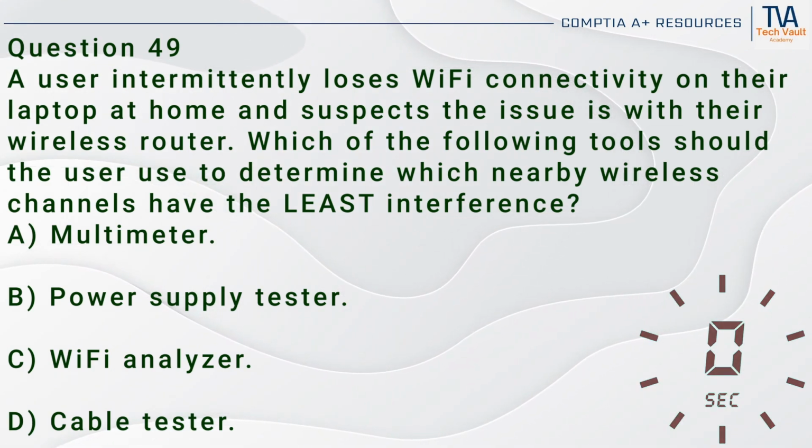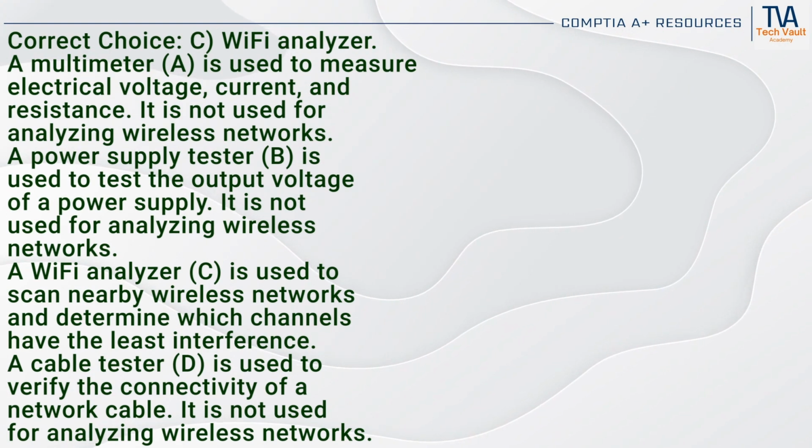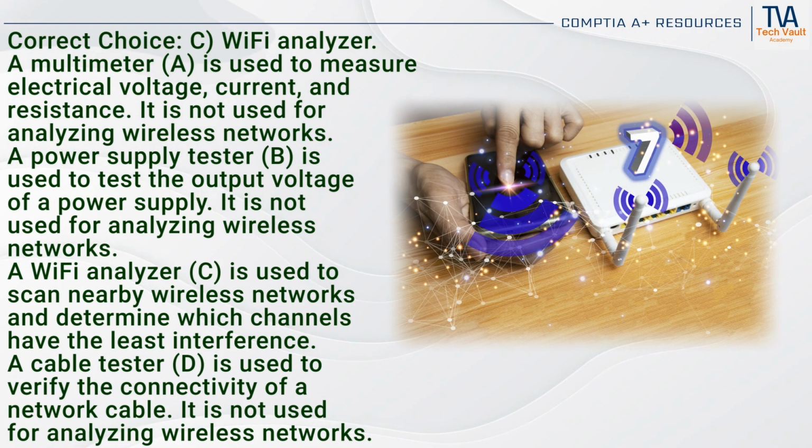Correct choice, C. Wi-Fi analyzer. A multimeter, A, is used to measure electrical voltage, current, and resistance. It is not used for analyzing wireless networks. A power supply tester, B, is used to test the output voltage of a power supply. It is not used for analyzing wireless networks. A Wi-Fi analyzer, C, is used to scan nearby wireless networks and determine which channels have the least interference. A cable tester, D, is used to verify the connectivity of a network cable. It is not used for analyzing wireless networks.